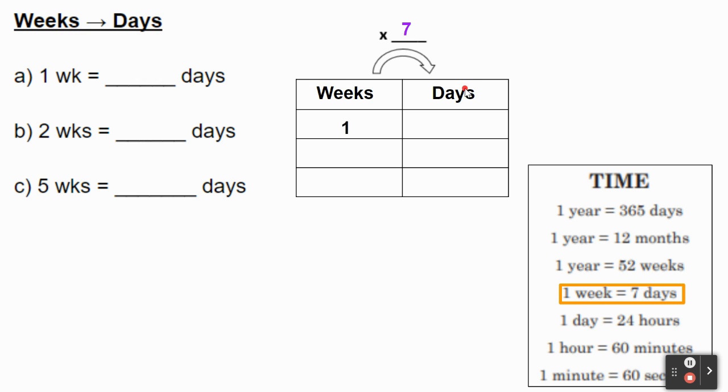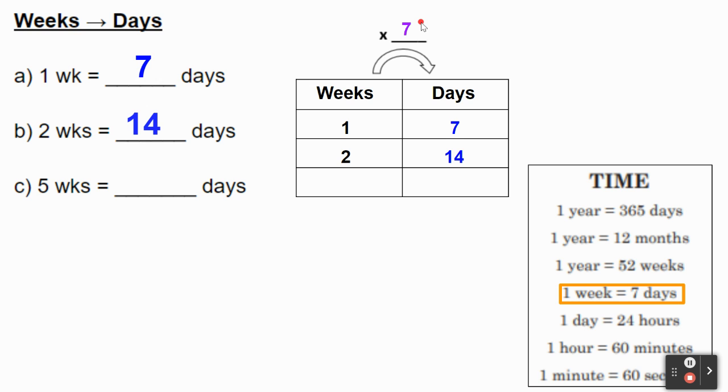So let's say there's 1 week. To find out how many days there are, we're going to multiply 1 times 7 to get 7. So in 1 week, there are 7 days. Now let's try for 2 weeks. Same thing, multiply 2 times 7 to get 14 days.